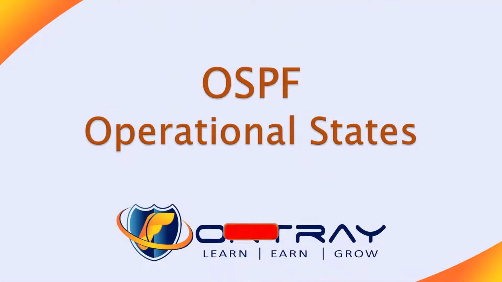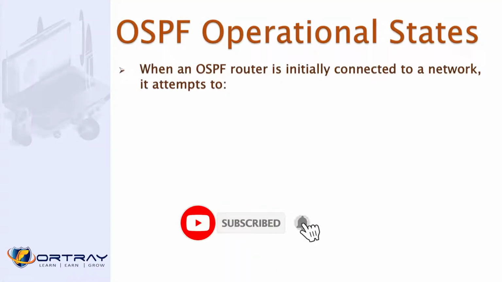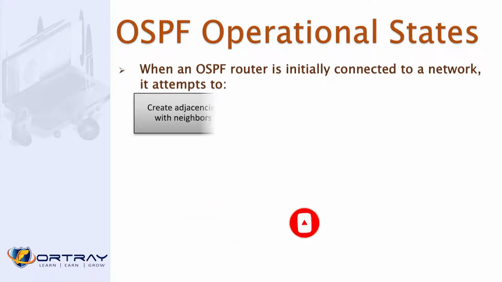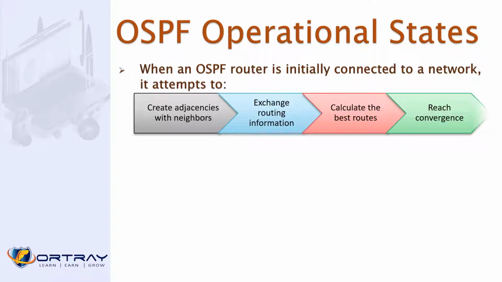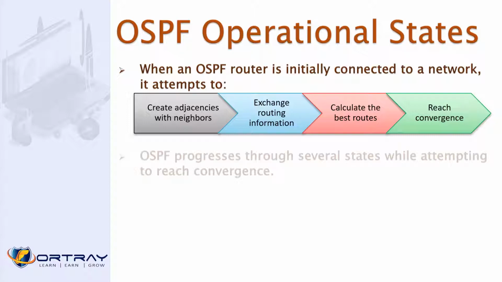OSPF operational states. When an OSPF router is initially connected to the network, it attempts to create adjacency with the neighbor, exchange routing information, calculate the best path, and reach convergence. So what are the operational states? First of all, it creates the adjacencies, exchanges routing information, creates the best path, and reaches convergence.